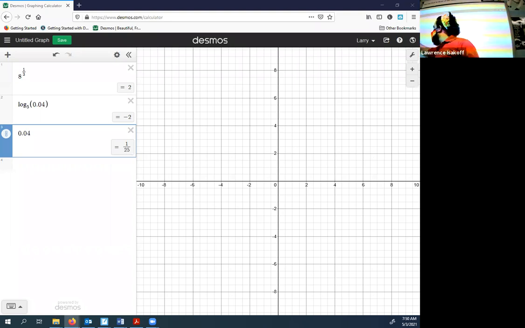So here I knew it was 1/25th because 25 is 5 squared, but if I want 1 over it, I just make that exponent negative. So that's how I was able to calculate that in my head.